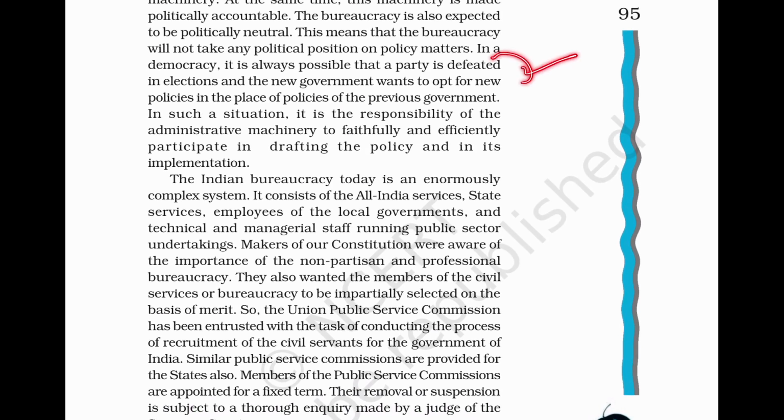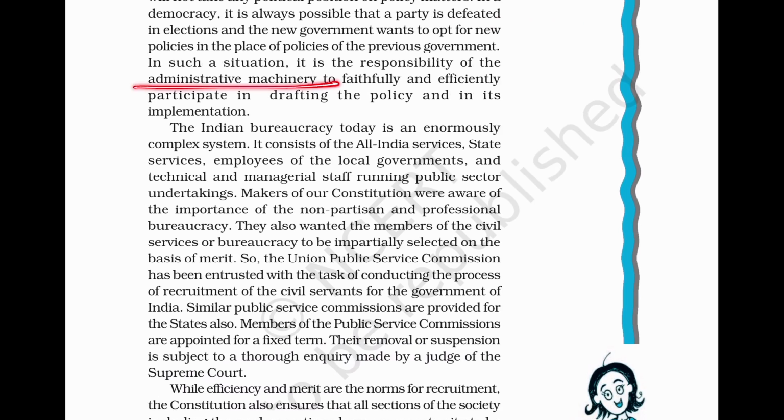पार्टी जो है वो चेंज होती रहेगी, लेकिन एडमिनिस्ट्रेटिव मशीनरी की रिस्पॉन्सिबिलिटी क्या है? Whatever government is in the functioning or out of power, your work is only to draft the policy and help in the implementation of the policy. So you only take care of this.